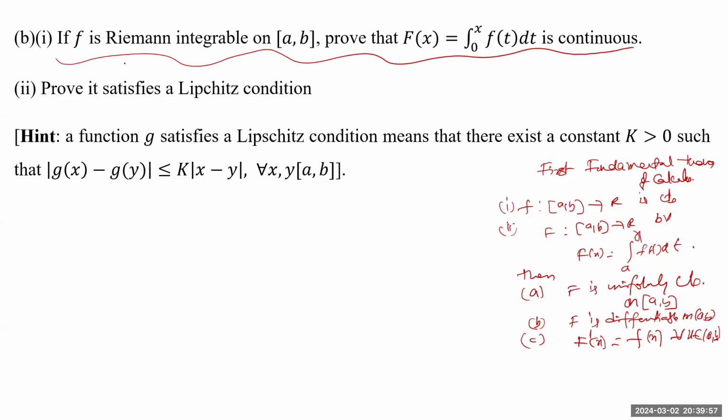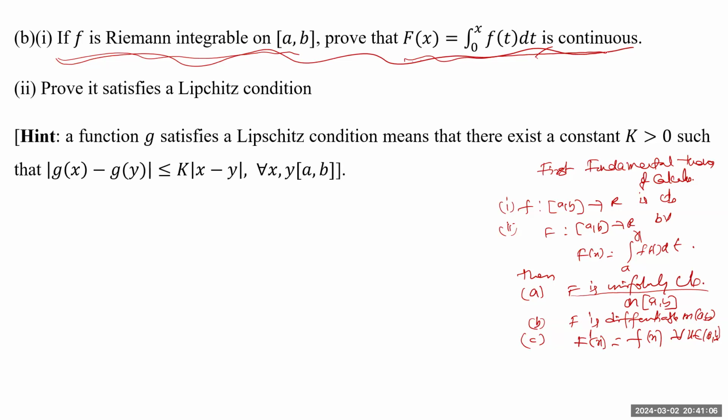So the part one, right? If f is Riemann integrable, prove that F of x, the integral from 0 to x of f of t dt, is continuous. So here, using that information, using what we proved, F is uniformly continuous, then obviously it is continuous. The first part you can extract from this one. Here keep in your mind that f is Riemann integrable on a, b, right? And F of x is continuous, right? So use that one, because we know that every continuous function is Riemann integrable, but a Riemann integrable function need not be continuous. Right, or you can use any other technique.